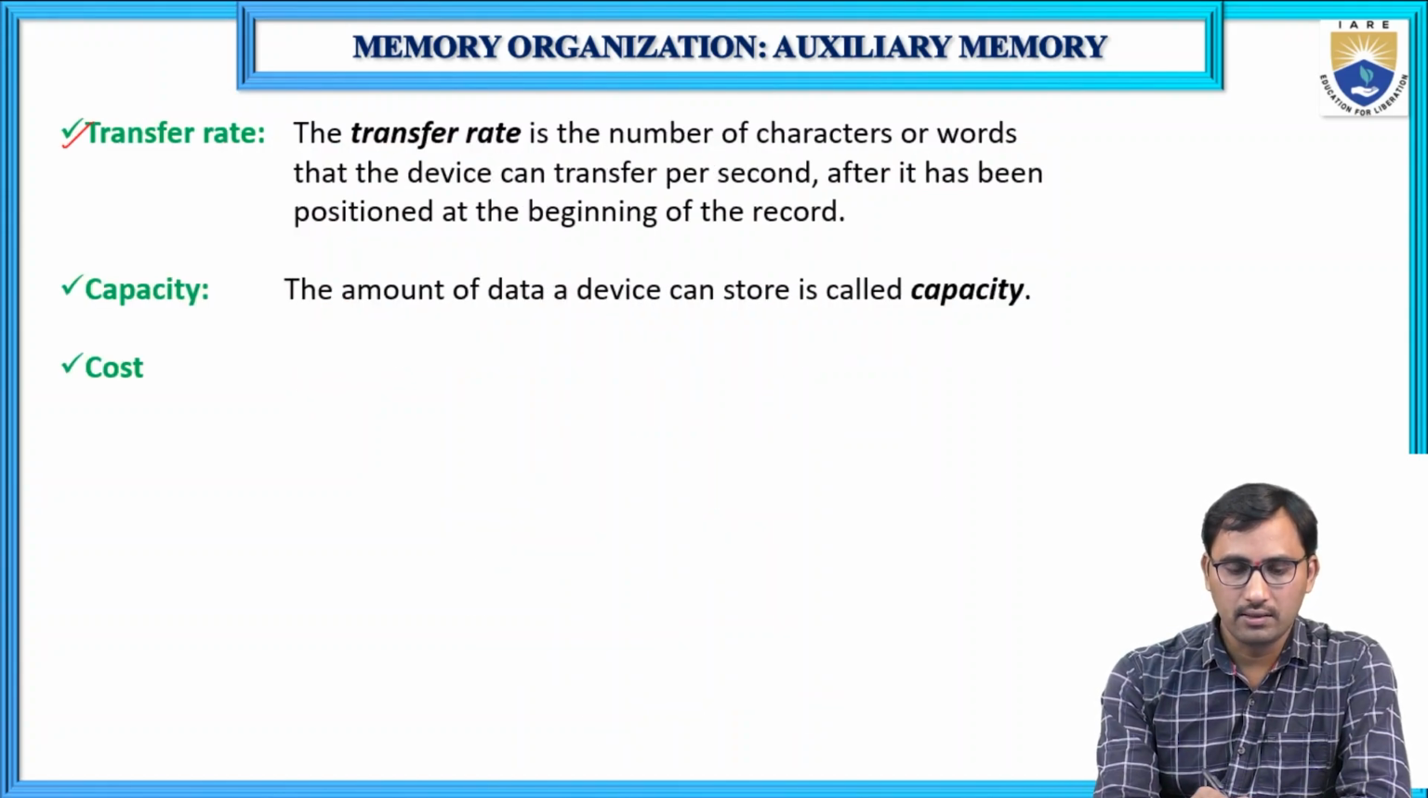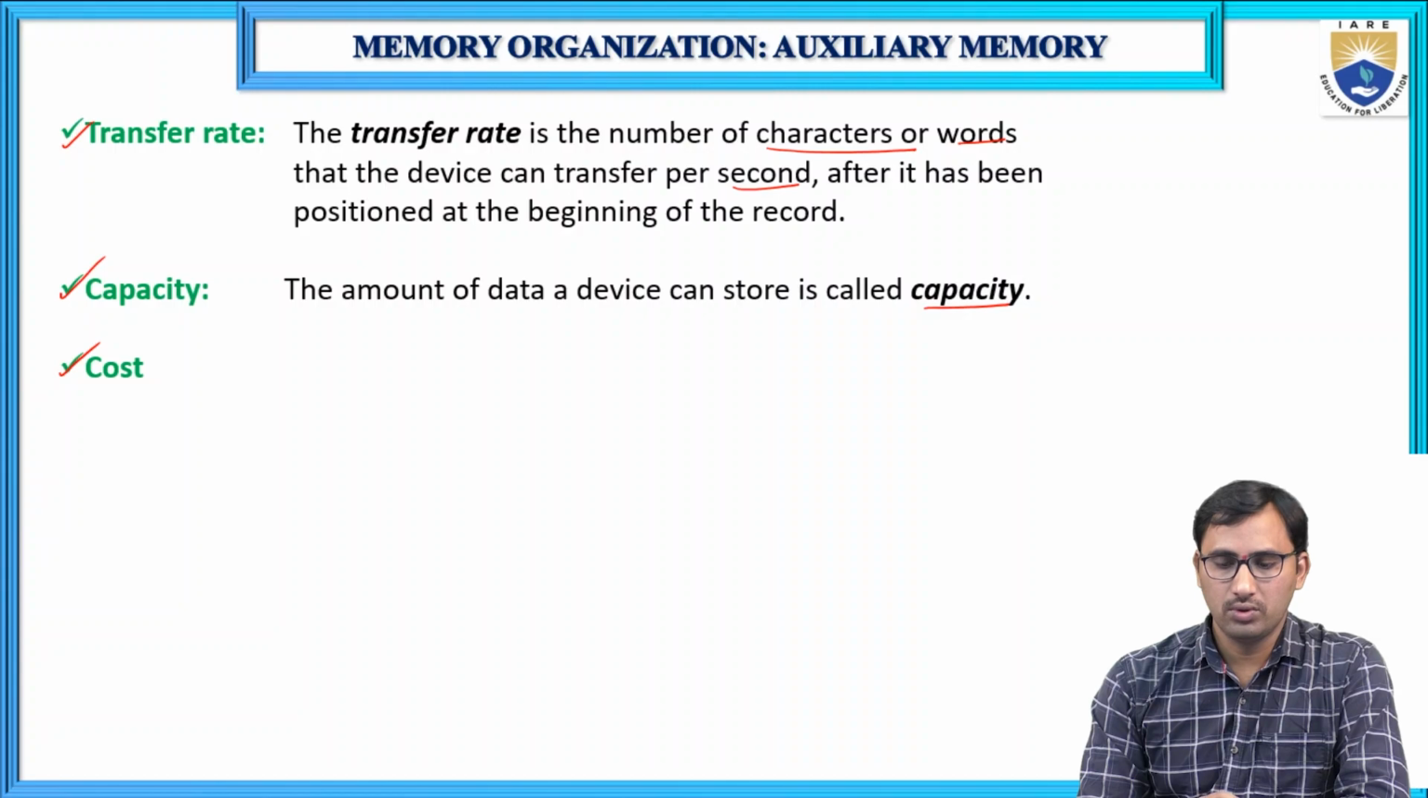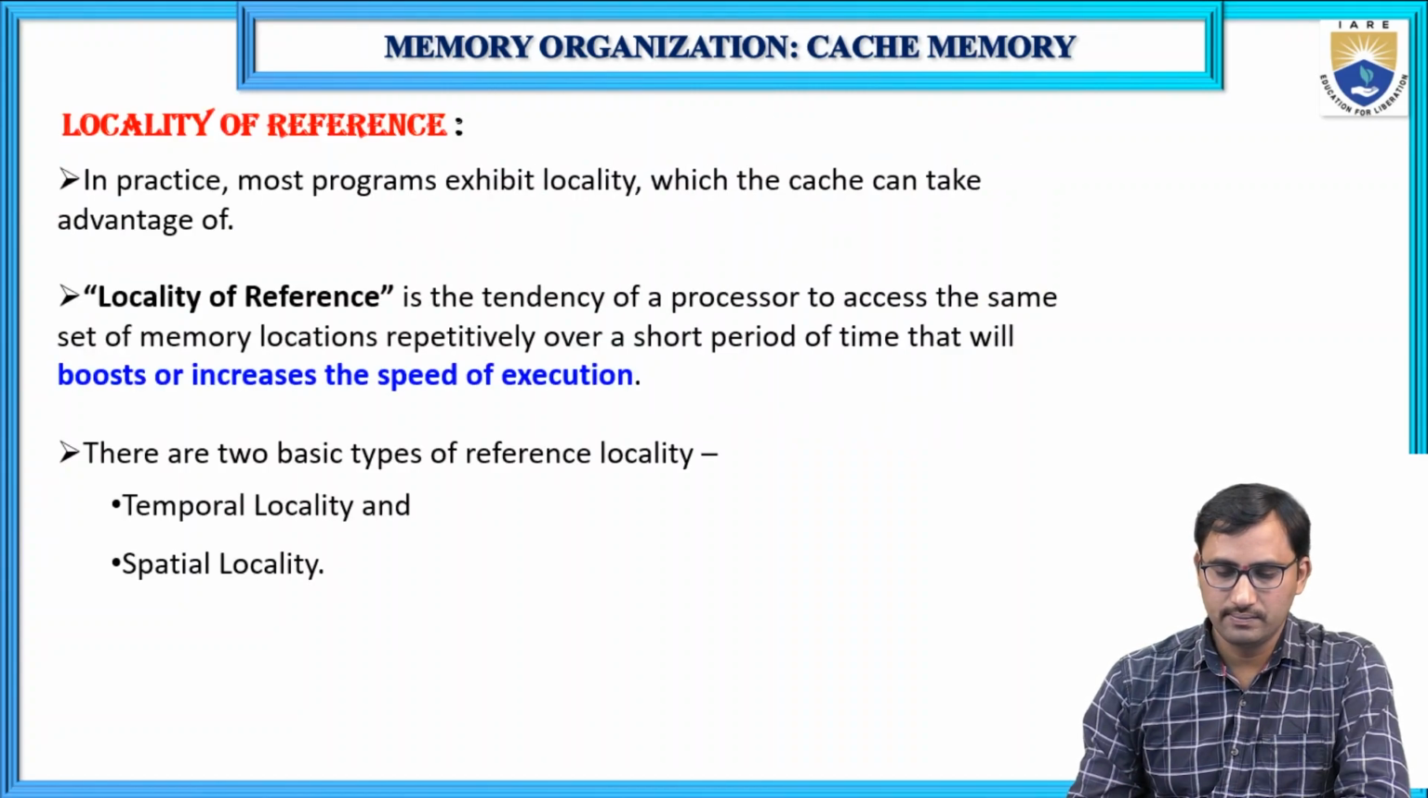Transfer rate. Transfer rate is the number of characters or words that the device can transfer per second after it has been positioned at the beginning of the record. Then capacity. The amount of data a device can store is called capacity, and then cost. So these are the different characteristics of the memory device.